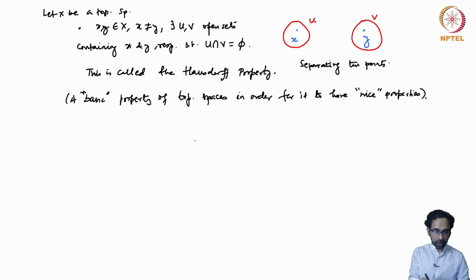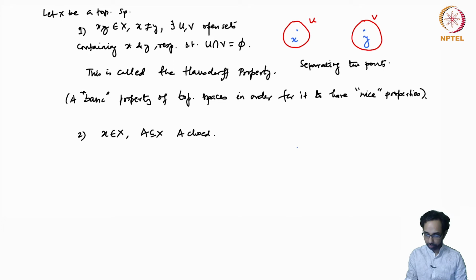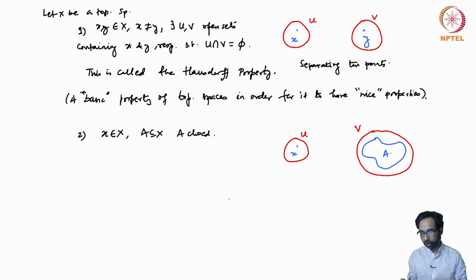Now, this is the first one. The second one is when you have a point x and a closed set, so A is a closed subset of X. So here you have x and you have some set A, which is closed. And again, you can have open neighborhoods U and V such that they are disjoint.